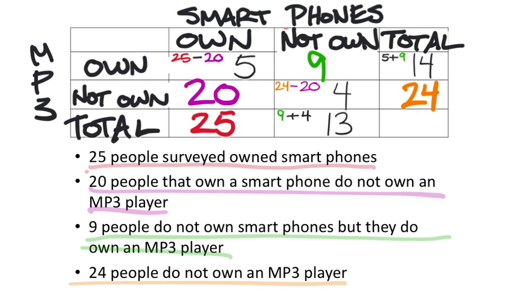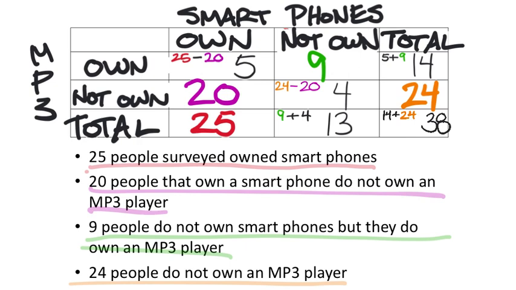And finally, this is the total number of people surveyed. And there's 2 ways to do this. You should get the same value either way. I'm going to use the column first. So I see that 14 people owned an MP3 player and 24 did not. When I add these two numbers together, I get 38. It looks like they surveyed 38 people.